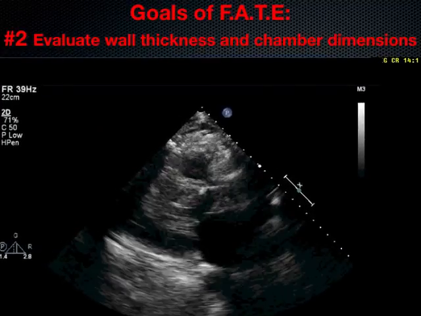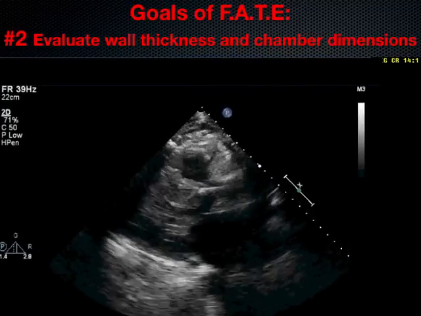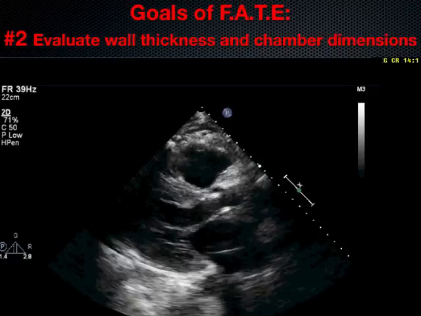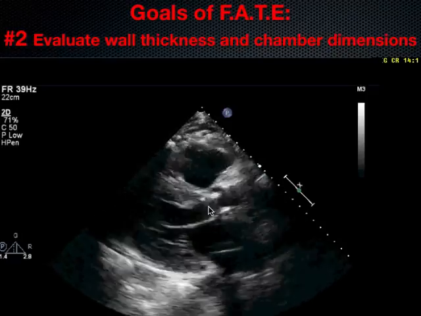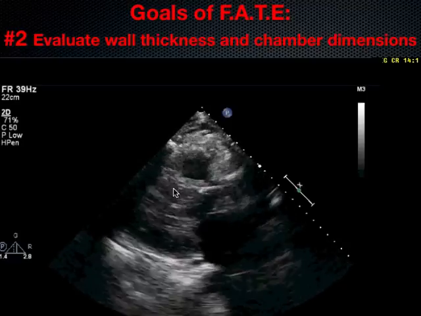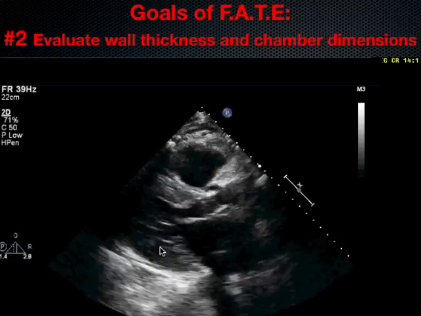And so as we do this, we look at this heart here, and what do you think about this heart here? We're looking at the overall chamber dimensions and the wall thickness. And so this is the interventricular septum here. This is the posterior wall of the heart.